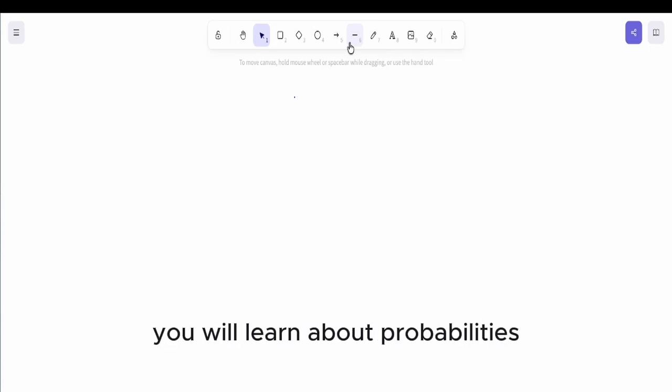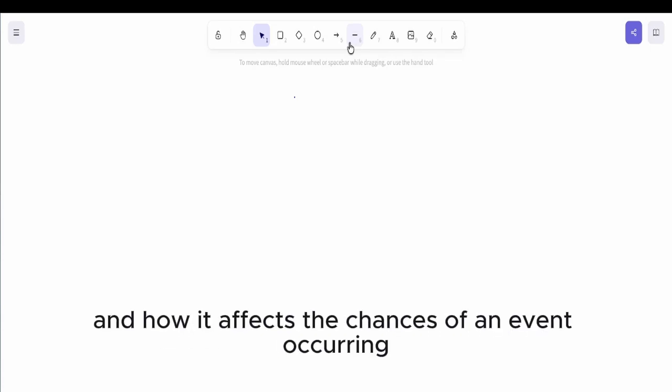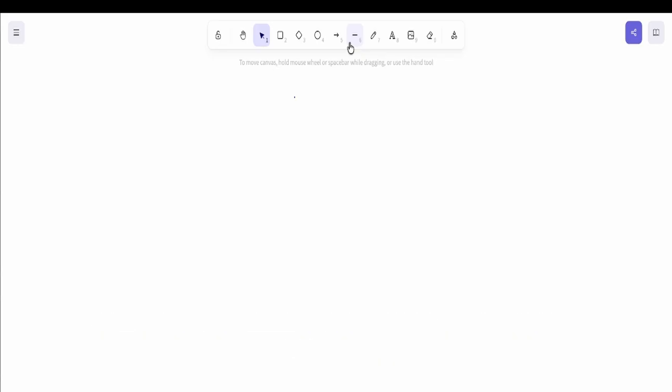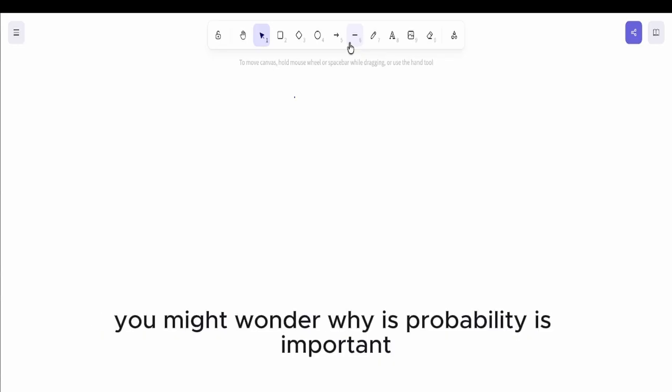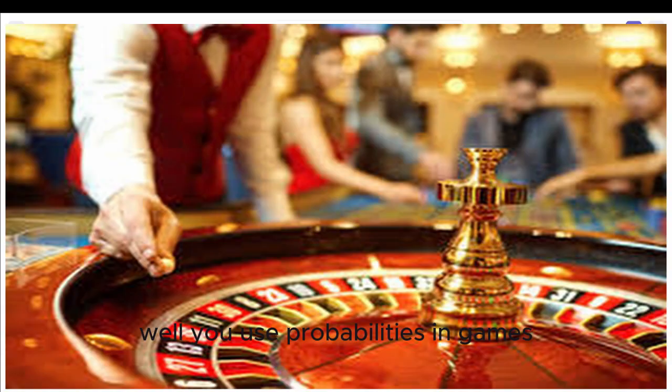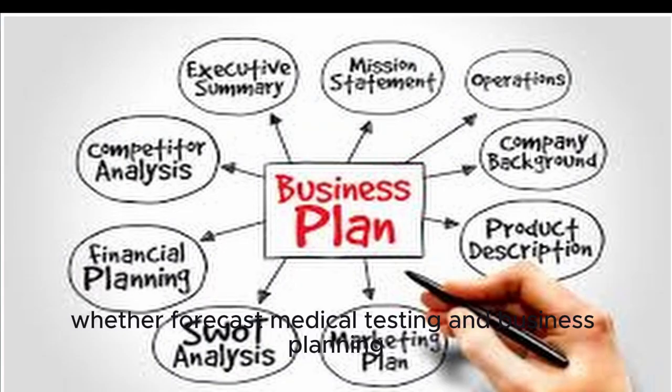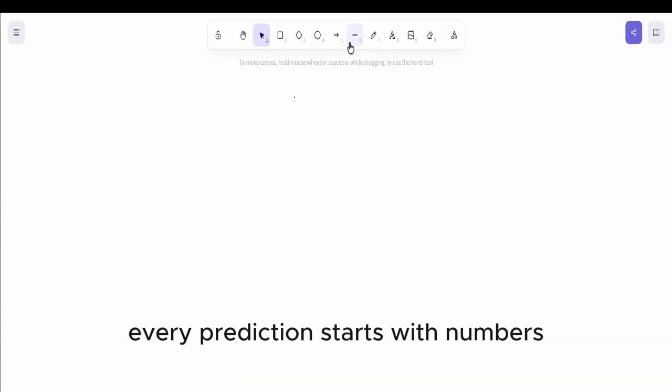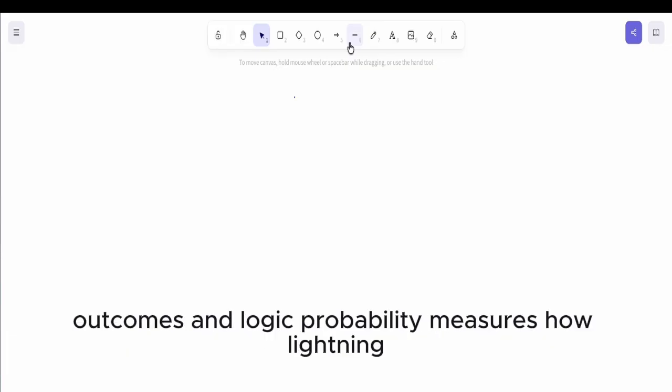Hello, today you will learn about probabilities and how it affects the chances of an event occurring. You might wonder, why is probability important and why do I have to learn it? Well, we use probabilities in games, weather forecasts, medical testing, and business planning. Every prediction starts with numbers, outcomes, and logic.